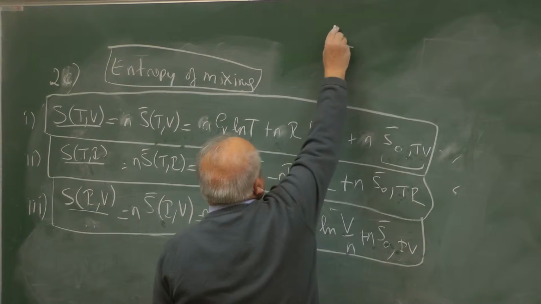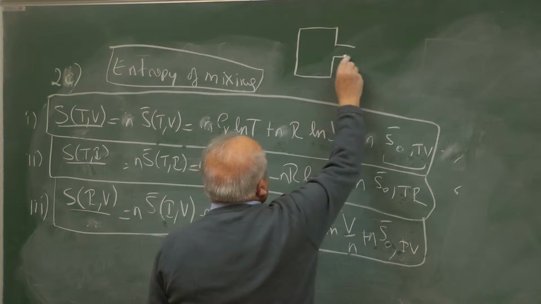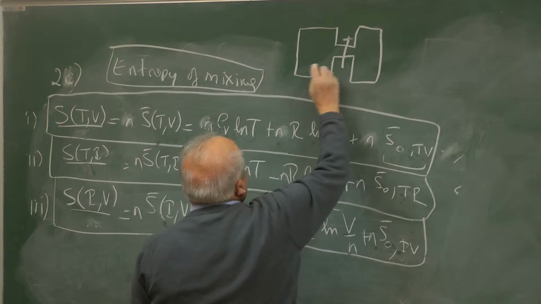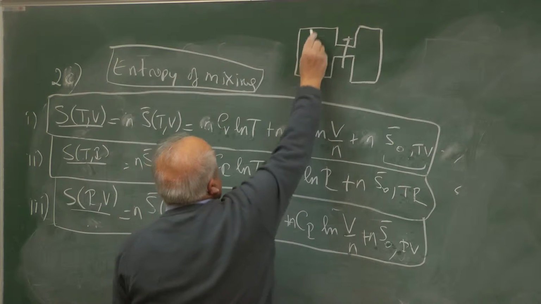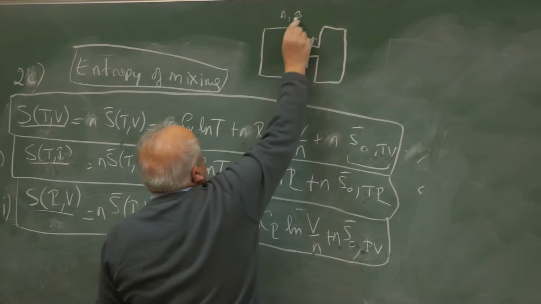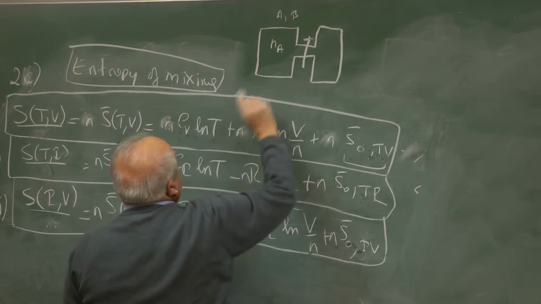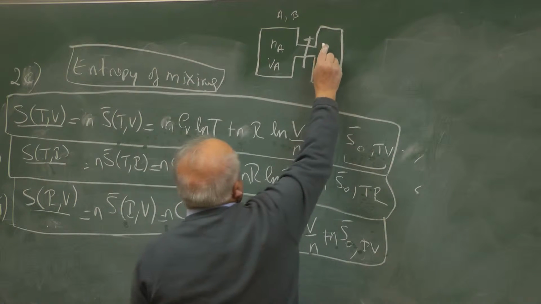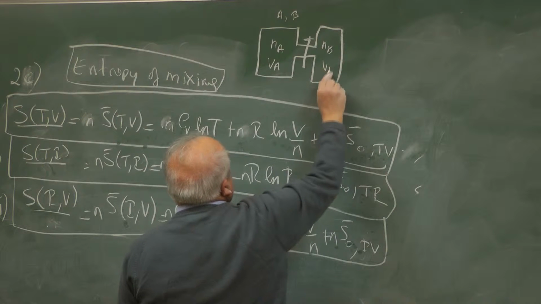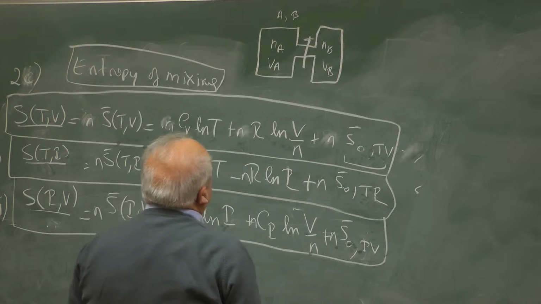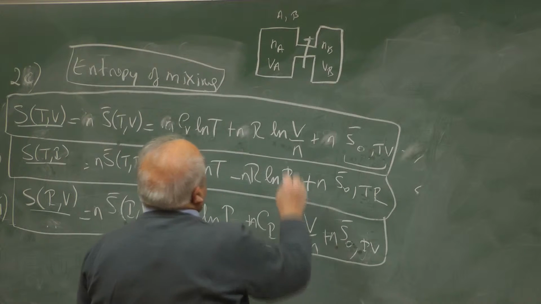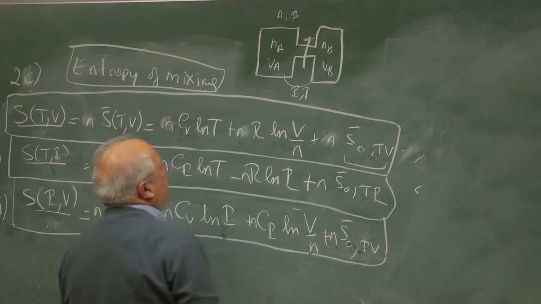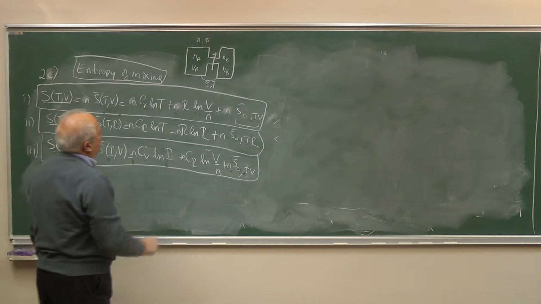I have two gases, two different gases. They are separated. And here I have two gases, A and B. I have NA moles of this gas A in volume VA, and B at VB. And initially, both have the same temperature and pressure, P and T. So this is the initial state.